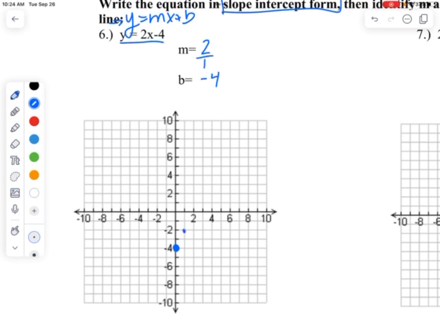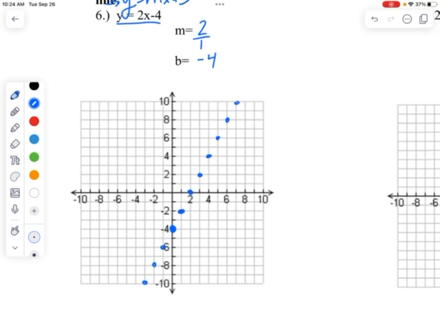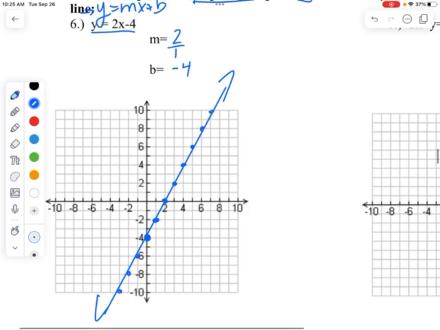I can always turn my slope into a fraction if it helps me. When it's an integer, you can always put it over 1. So rise 2, run 1, rise 2, run 1. Now, once I finish out the right side of my y-intercept, I can go back to the left. I use my straight line tool, and I have arrows on either end. And there's my line. I have a positive slope, and I have a positive line.